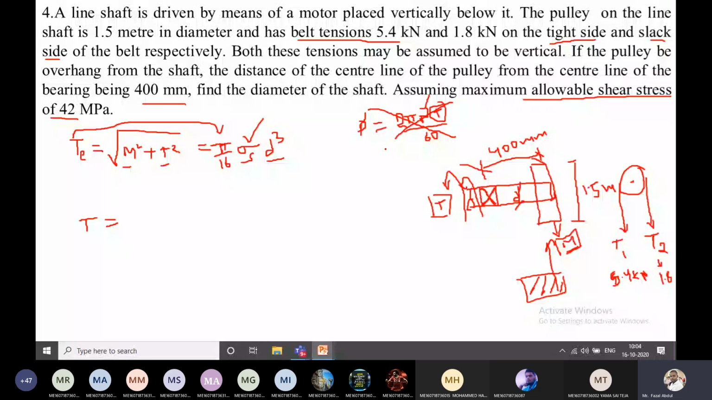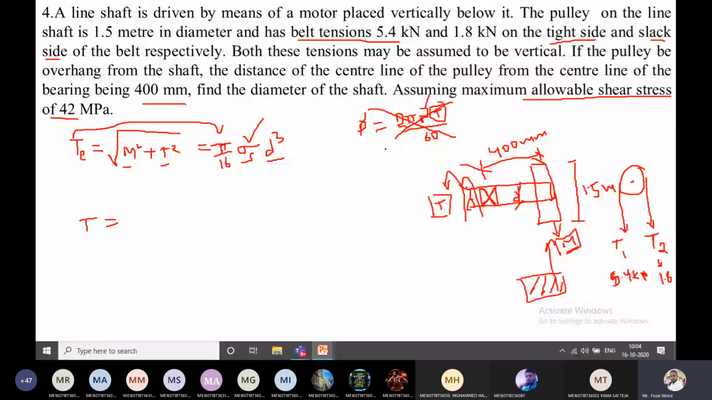We select this equation. We use it when the question contains the power value and speed value. Because the question gives T1 and T2, here T1, T2 are given as 5.4 and 1.8, that's the reason I'm selecting this equation.